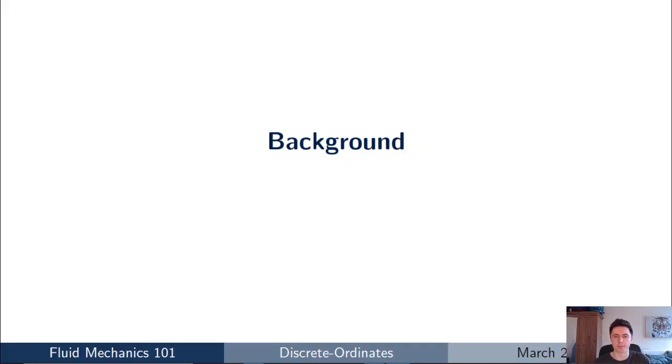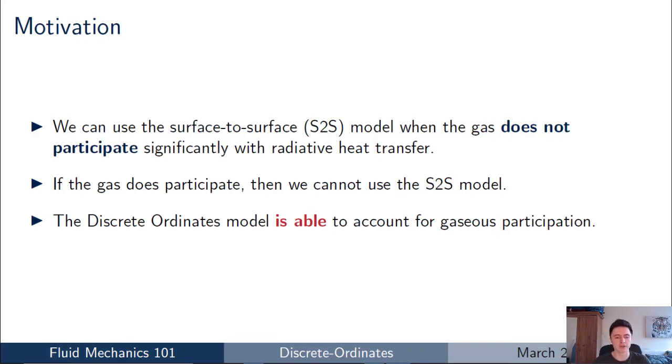So starting off with the background for this video, in a previous video I went through the surface-to-surface or S2S model for radiation, and this model is useful for us when we have some hot surfaces and they're surrounded by a gas medium that doesn't participate in radiation, like a vacuum, for example. In that case, the surface-to-surface radiation is very useful for us, and it's very easy for us to set up and use. However, if the gas that's in the medium does participate in radiation, then we can't use the surface-to-surface model, and we need to account for the gas in the medium in some way.